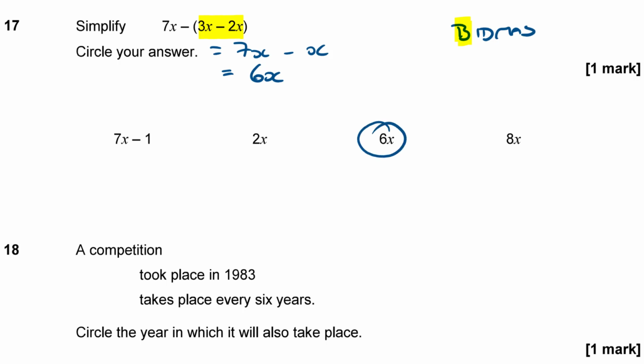Okay. Another way of doing it is you could just remove the brackets and say that's the same thing as 7x take away 3x plus 2x.